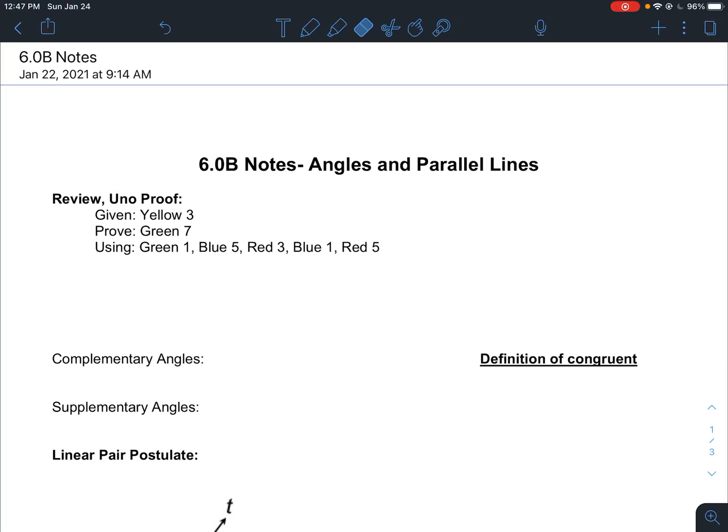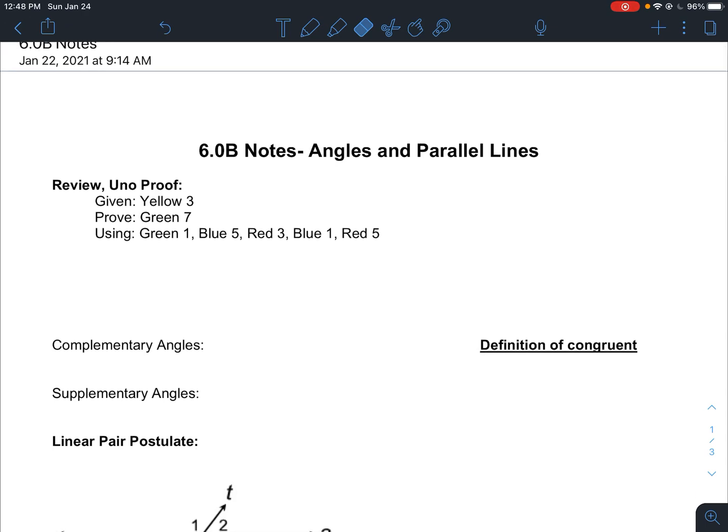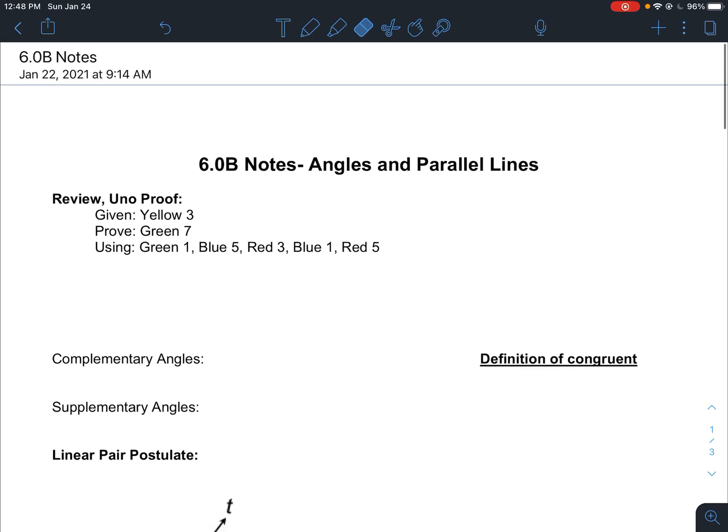Okay, for this video in 6.0b, we're going to be proving a lot of theorems that have to do with angles and parallel lines. So this video will actually be separated into several videos, just so that you can take it section by section and hopefully it doesn't get too confusing.